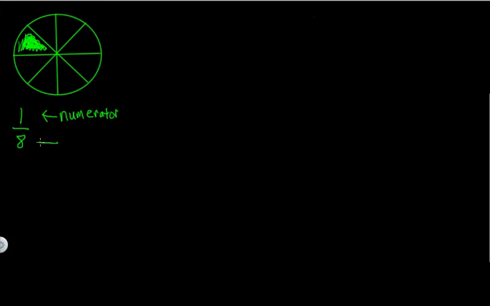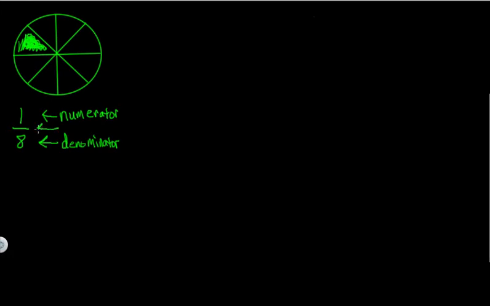This bottom part is called the denominator. This tells us how many total slices of the pie that we have. So we have 8 total slices, and I've shaded 1 so that we have the fraction 1/8.